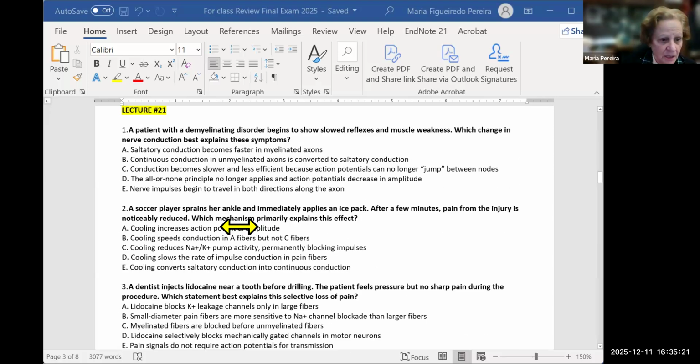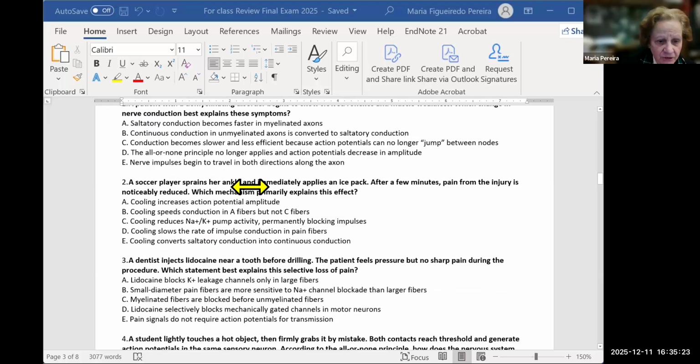A soccer player sprains her ankle and immediately applies an ice pack. After a few minutes, pain from the injury is noticeably reduced. Which mechanism primarily explains this effect? So you're slowing down the action potential. Cooling increases action potential amplitude? No. Cooling speeds conduction? No. Cooling reduces potassium pump? No. Cooling slows the rate of impulse conduction in pain fibers.